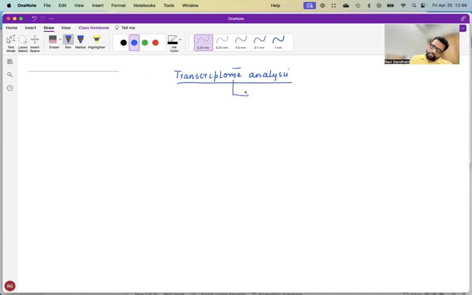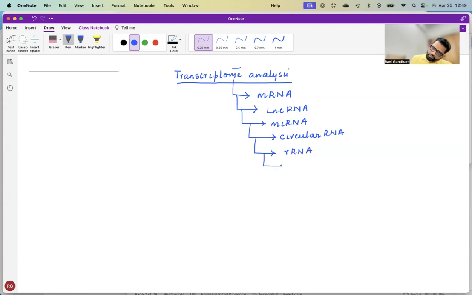All the transcripts inside the cell would include mRNA, lncRNA, miRNA, circular RNA, and finally, we can talk about two other RNA which we are not really interested in. One is rRNA and the other one is tRNA.